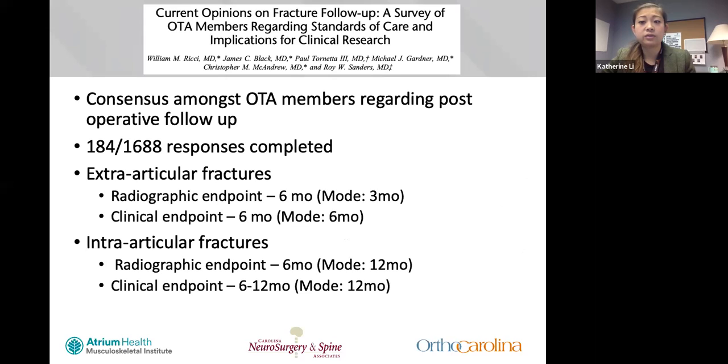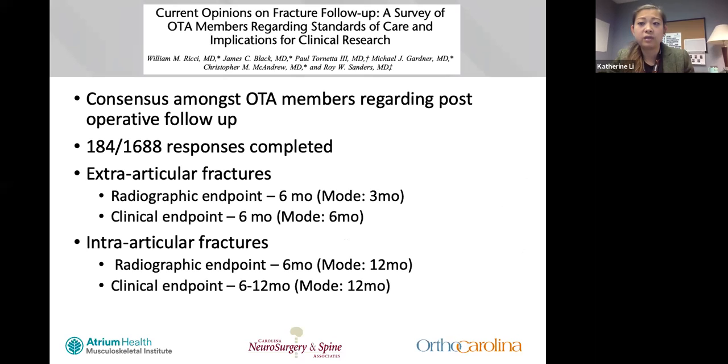And currently, there's little consensus in the literature describing routine fracture follow-up. This study out of JOT surveying OTA members on what they felt like appropriate follow-up would be for extra- and intra-articular fractures yielded 184 responses out of 1,600 plus sent.